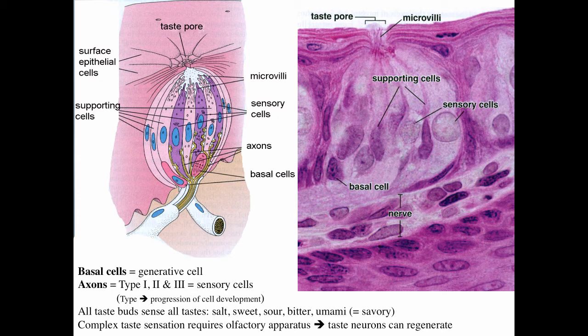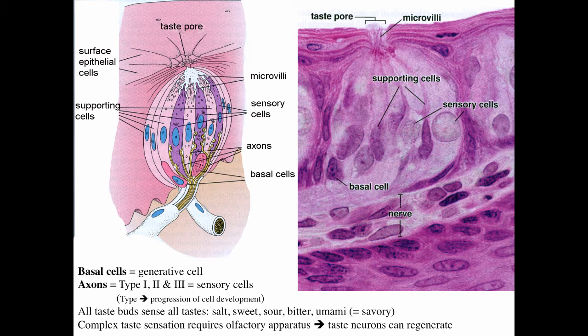We believe there's a progression in the development of these axons in the taste buds. We're not going to ask you to distinguish the different types of axons. You can also see in the histological section some supporting cells. These are sometimes called sustentacular cells.